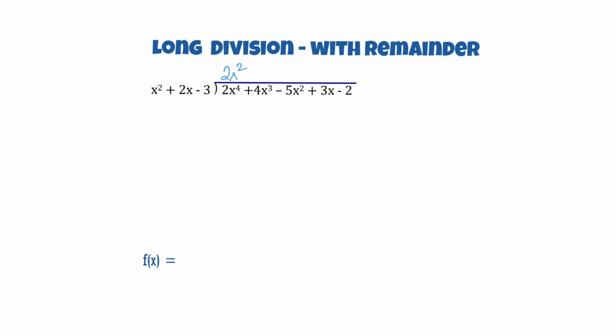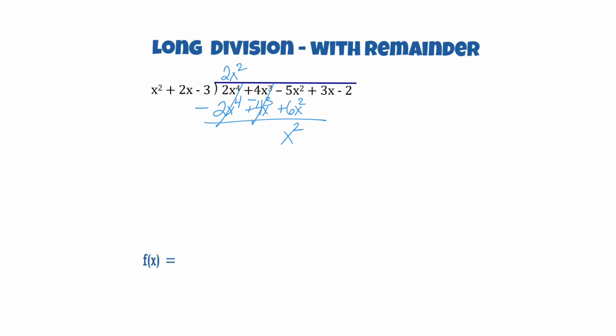So I'm going to take this 2x squared times this trinomial, and I'm going to write it here. And then you subtract, which means go through and change all those signs. So actually, I'm lucky the first terms cancel. The second terms even cancel. That's rare. That doesn't typically happen. And then I have a negative 5x squared and a positive 6x squared.